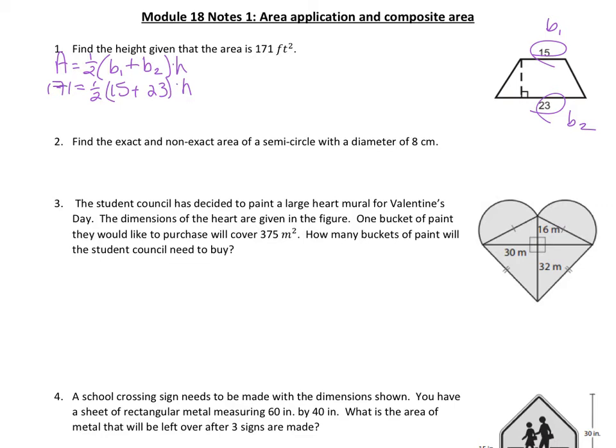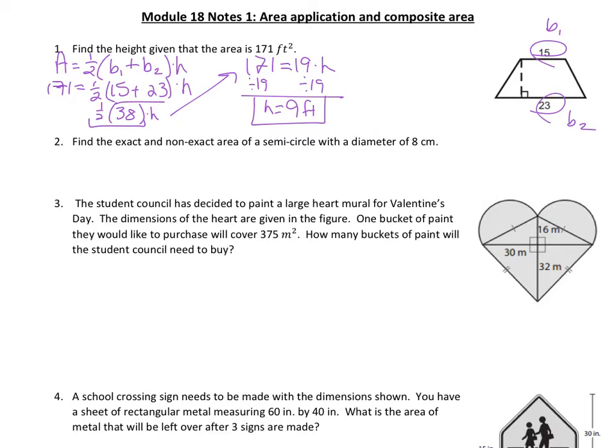So this is the equation that we need to solve. Remember, this is really now just algebra, and we need to simplify this. Always combine your parenthesis numbers together if you can. So this gives us a 38 times 1/2, and then times our h. So I'm going to take half of 38, so now we have 171 equals 19 times our h. So we can divide both sides by 19, and we get that our height is 9 feet.